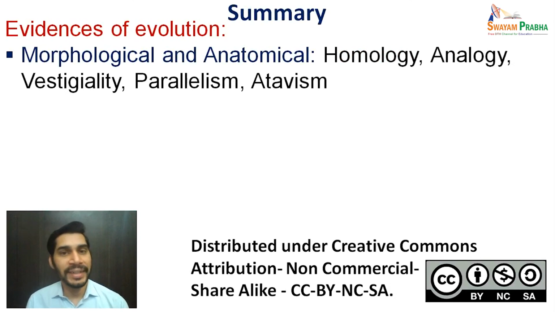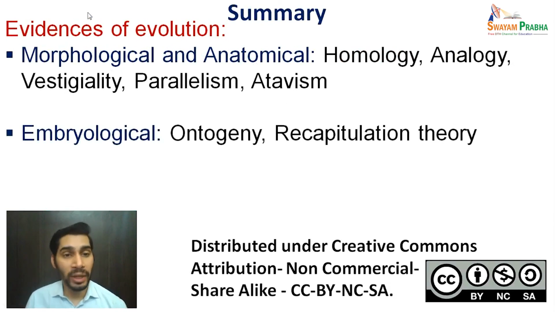So let's quickly discuss what we have learned so far in this lecture in the form of a summary. We discussed various evidences of evolution. From the fields of morphology and anatomy, we discussed the structures called homologous, analogous, the vestigial organs, parallel structures, and the atavism phenomena. Then in case of embryological evidence, we discussed ontogeny and the recapitulation theory or biogenetic law, which is an evidence from the field of embryology for evolution.